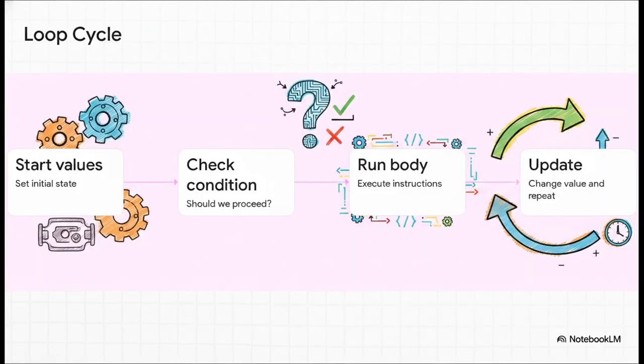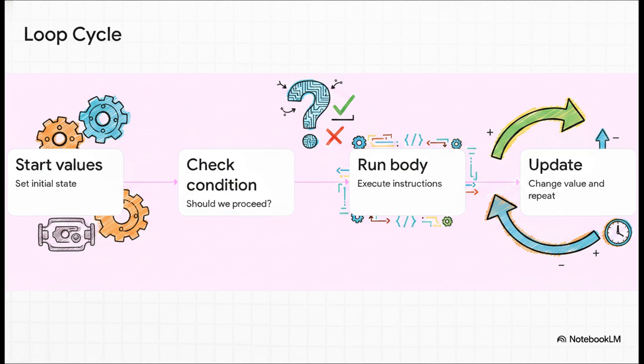Every single successful loop operates on a very specific cycle made up of 4 foundational steps. First up, we've got the start values. This is where we set the initial state of our engine. Second, we check the condition, basically asking the computer, hey, should we keep going? Third, if the answer is yes, we run the body, which is where the actual work gets done. And fourth, we update and repeat. We change a value and we loop right back to step 2.